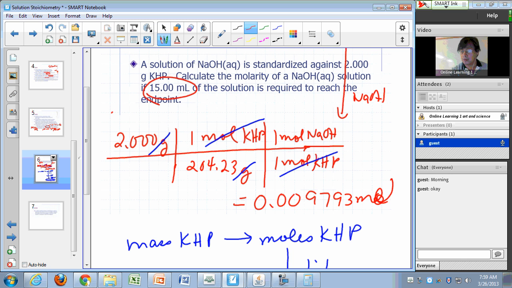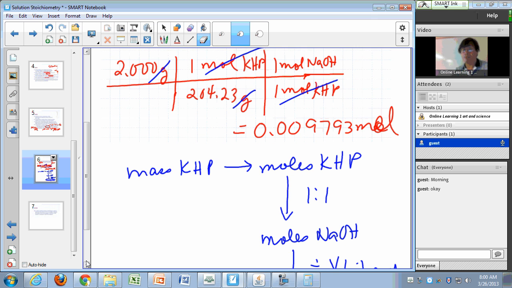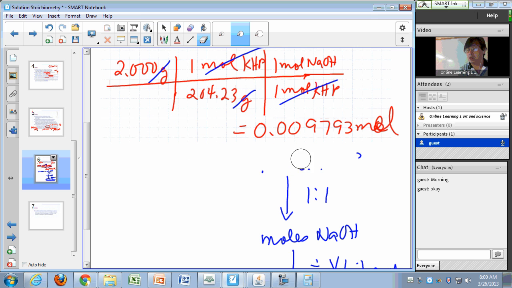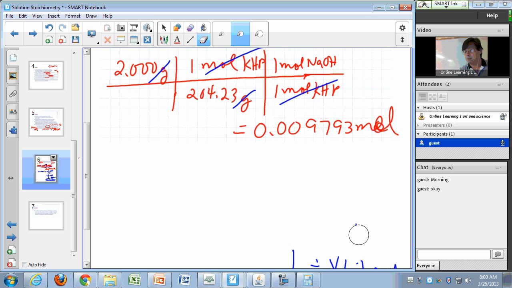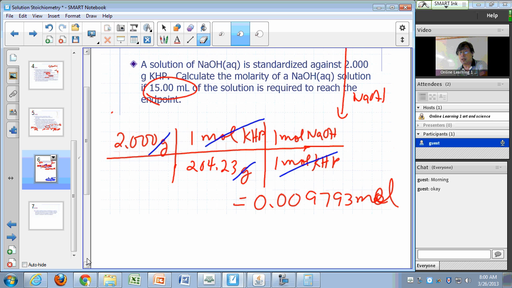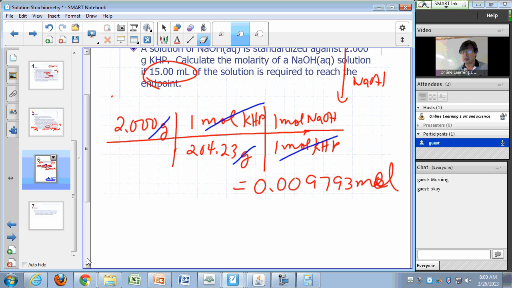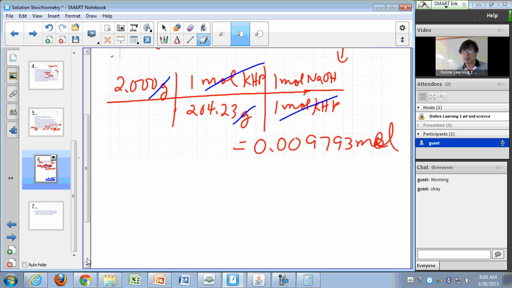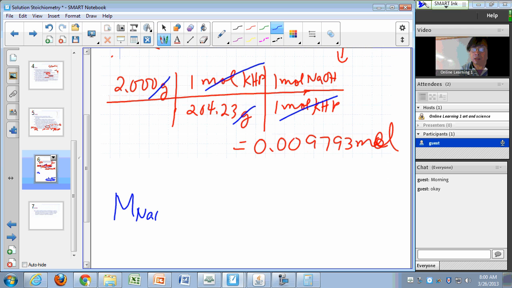That's the moles of sodium hydroxide. And now that you know the moles of sodium hydroxide, you can simply divide that by the volume of the sodium hydroxide that was used to reach the endpoint, which in this case is 15 milliliters. So molarity of sodium hydroxide is moles over liters.